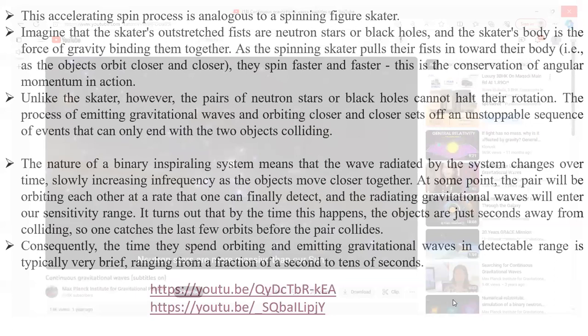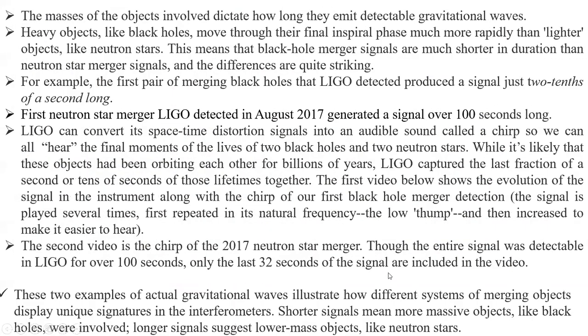Okay. Here what happens is, the masses of the objects involved dictate how long they emit detectable gravitational waves, which were detected by any of the laboratories. Heavy objects like black holes move through their final inspiral rapidly, while lighter objects like neutron stars take longer. This means that black hole merger signals are much shorter in duration than neutron star merger signals.